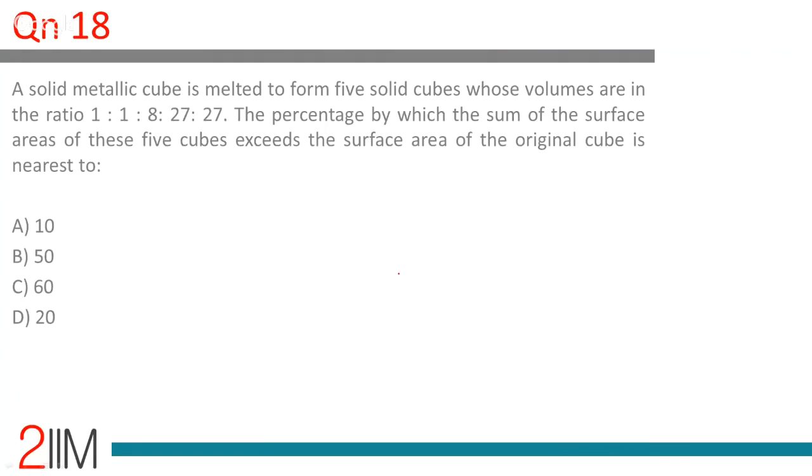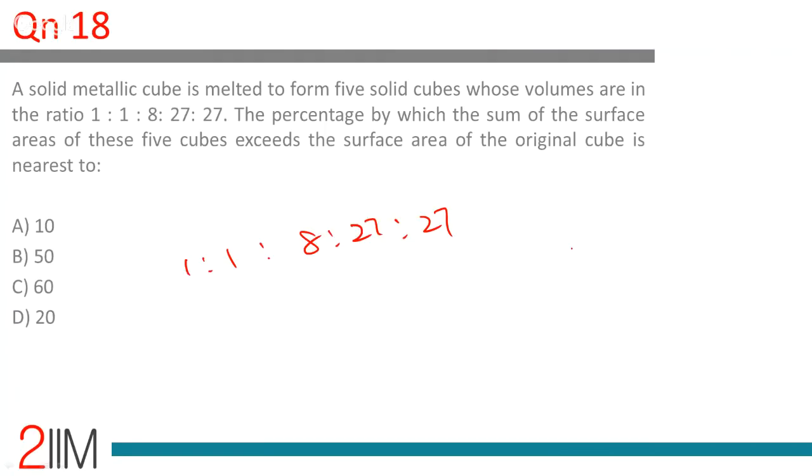A solid metallic cube is melted to form 5 solid cubes whose volumes are in the ratio 1:1:8:27:27. 54, 62, 64, that works. The percentage by which the sum of the surface areas of these 5 cubes exceeds the surface area of the original cube is the nearest to. Oh my God, amazing question. Wonderful question. You're melting it into 5 parts.